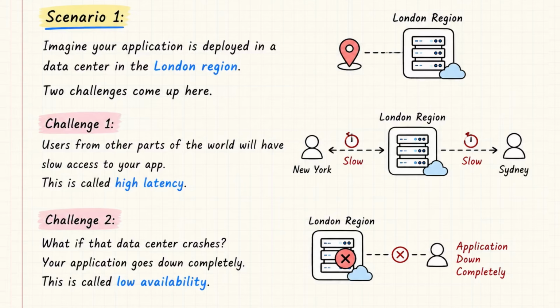Now let's get into the main topic, regions and availability zones. Suppose the scenario 1. Imagine your application is deployed in a data center in London region. Two challenges come up here. Challenge 1. Users from other parts of the world will have slow access to your app. This is called high latency. Challenge 2. What if your data center crashes? Your application goes down completely. This is called low availability.